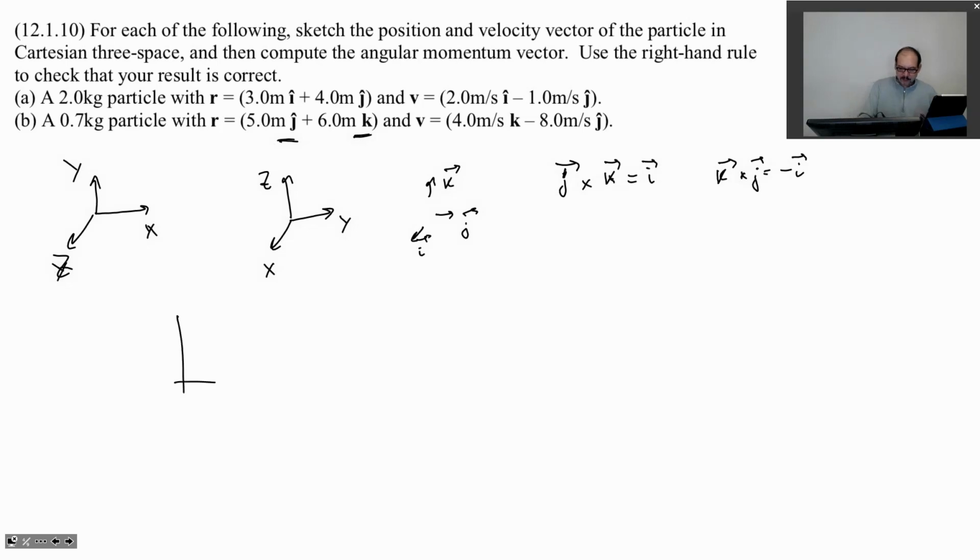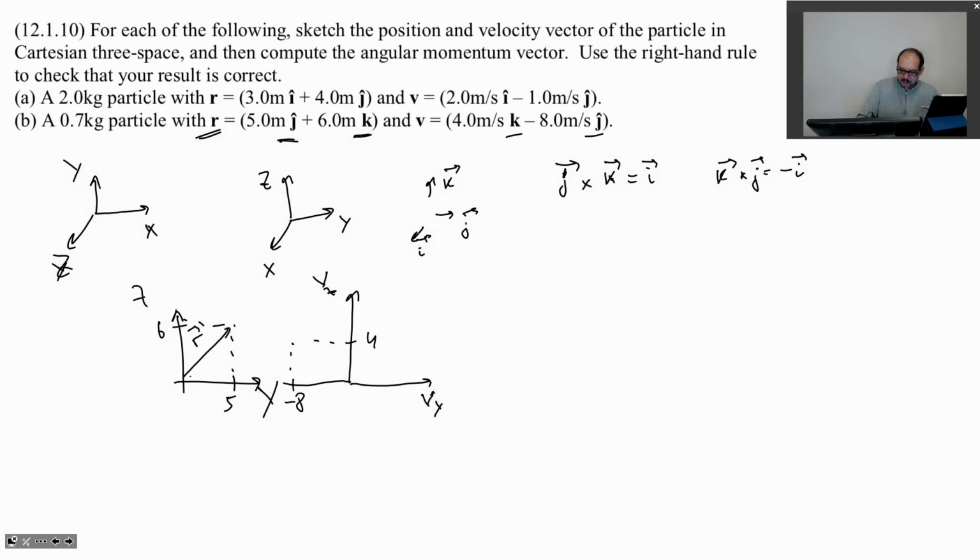So if you want to draw the first vector, that's going to be y, z, y is 5, z is 6, 5, 6, that's r, and v, y, and now v, z, so that is a negative number, negative 8, this is a positive number 4, so this vector represents v.